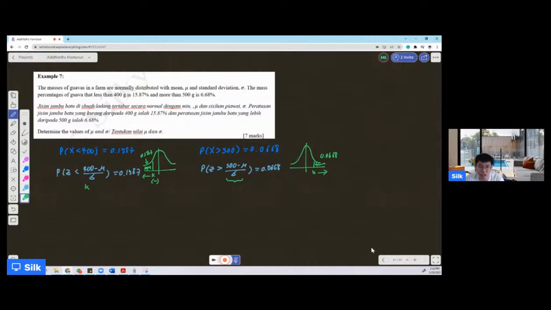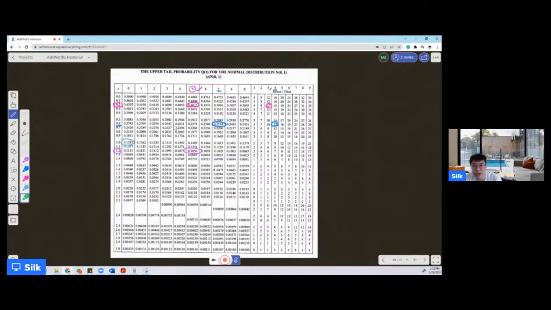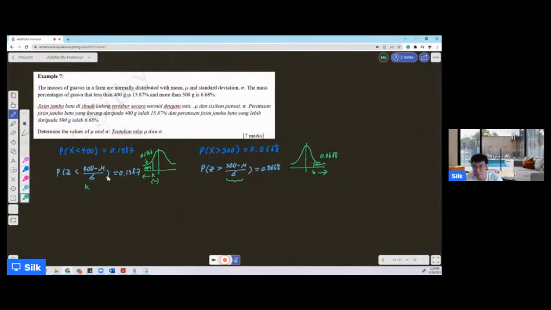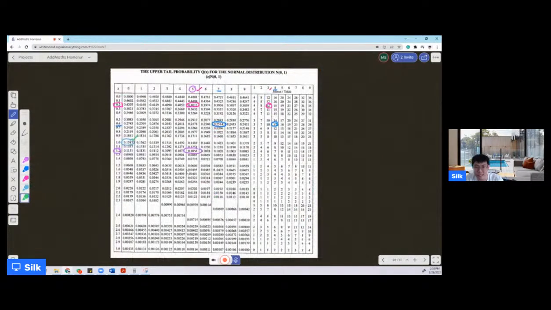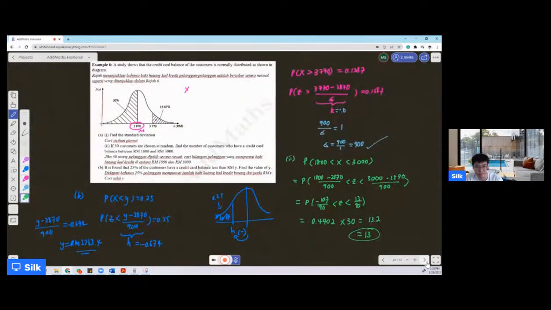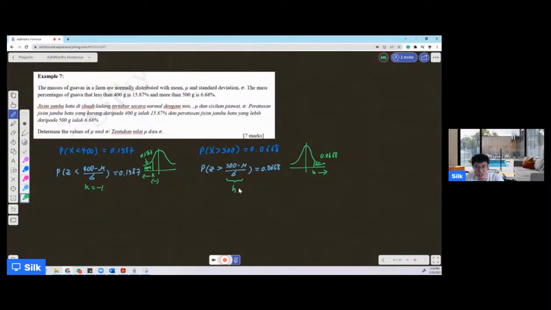So in this case, I go to the table. 0.1587, what is that? 1587. Okay, it's 1.0 here, the same. So meaning to say k is negative 1. Then for 0.0668, it is here. Can you see? So it's 1.5, positive. This is your page. So I want to find two unknowns. This is the question. I want to find two unknowns.